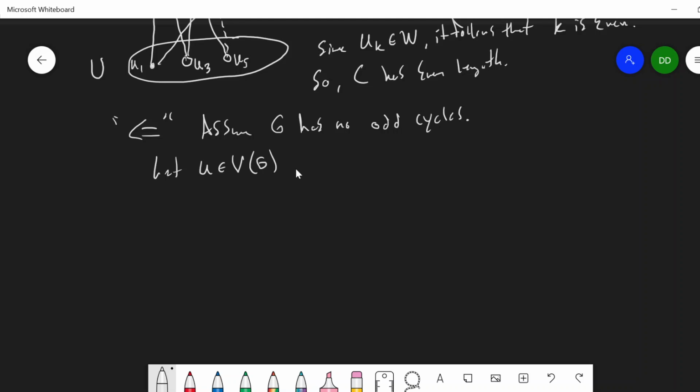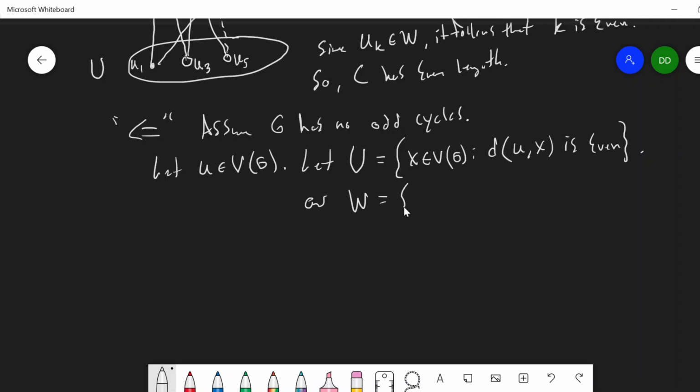And I'm going to form my partite sets now. So how do I want to form these? I'm going to let big U be the set of all vertices x, so x in the vertex set of G, such that the distance in G between U and x is even. So all those vertices that are of even distance from U go into big U.